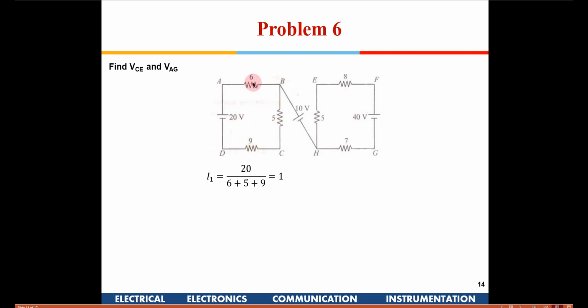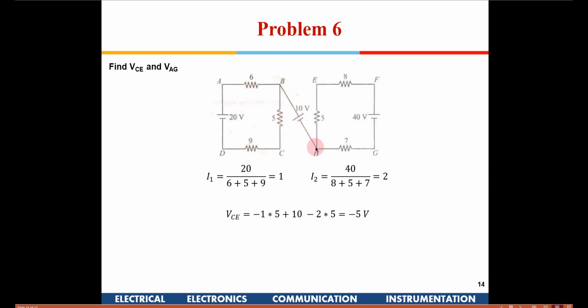This is 20 divided by 6 plus 5 plus 9, which is 1 ampere current. Similarly, here it is 40 divided by 8 plus 5 plus 7, this is 2. The only thing is, the direction of the current is important in both these cases. Here it is going to flow clockwise, here it is going to flow counterclockwise. Now we need to find out the voltage between C and E. Since the current is going to flow from top to bottom and the current is 1, we write minus 1 into 5.